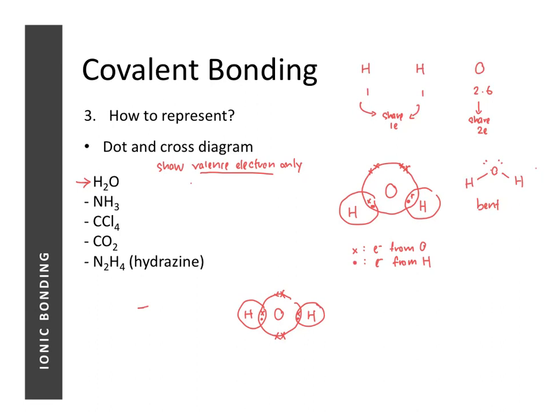Why is it like that? We will learn it when you go on to higher levels, and you learn how atoms are arranged to maximize stability. So bear in mind that for water, the arrangement of hydrogen and oxygen is in the form of a V shape.